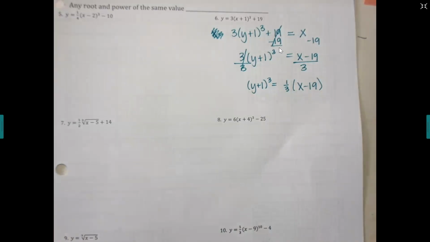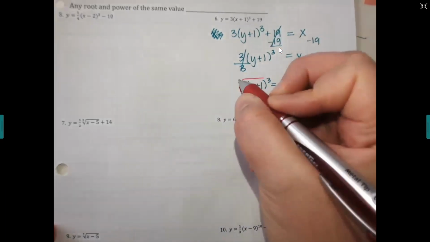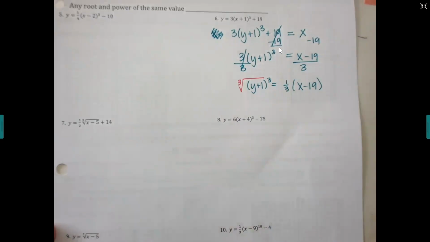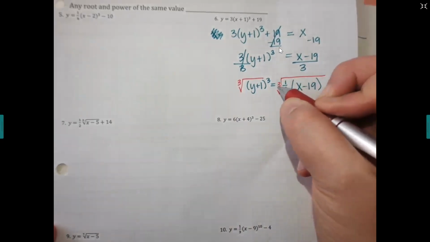Okay, next thing I'm gonna get rid of, you cannot touch the plus 1 with those parentheses. We have to get rid of the cubed. How do I undo a squared? I take the square root. To get rid of a cube, I take the cubic root. And a cubic root is just gonna be a regular square root symbol, but you're gonna put a little 3 in the elbow like that. So big square root symbol with a little 3 in the elbow.